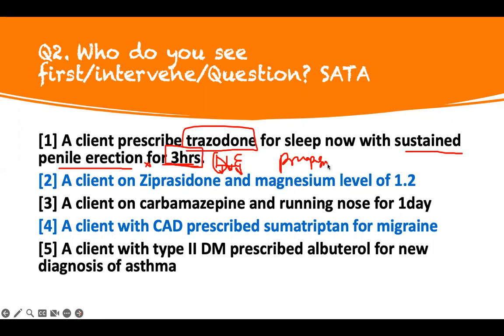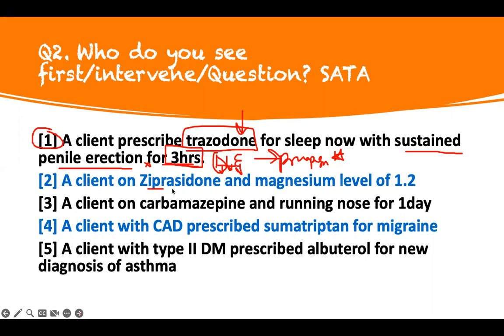And trazodone is the number 1 cause of priapism. Sickle cell too can do that, but this is priapism due to medication. You need to see them as soon as possible. Otherwise, they will lose their limb. Okay, so I see this patient.